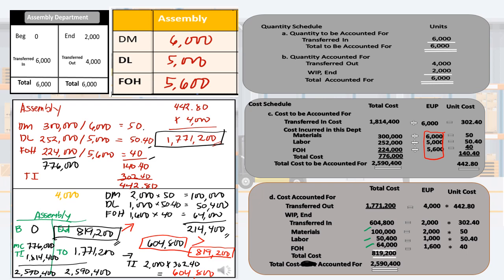amount, which is 1,771,200. So therefore, the total cost accounted for is equivalent to 2,590,400. Kung babalikan natin, parehas po yan doon sa ating cost to be accounted for. So ayan po ang production report ng ating second department, which is the assembly department.